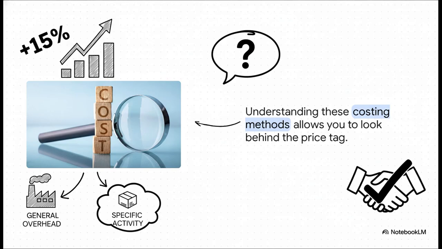So, why on earth does this matter to you? Well, because when a supplier hits you with that 15% increase and blames rising costs, you can now ask much smarter questions. Is that increase coming from their general overhead that's spread across all their customers, or is it tied to a specific activity that only affects my products? Just knowing the difference between those two things gives you a massive advantage.